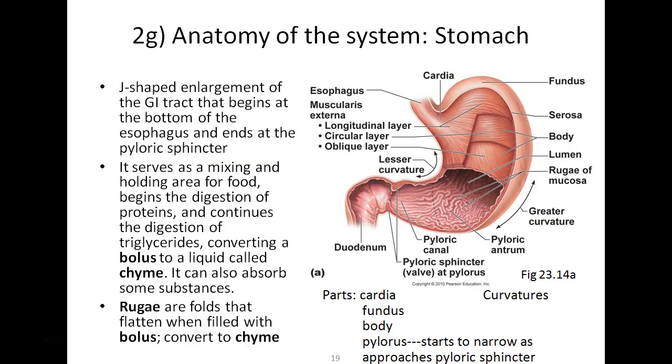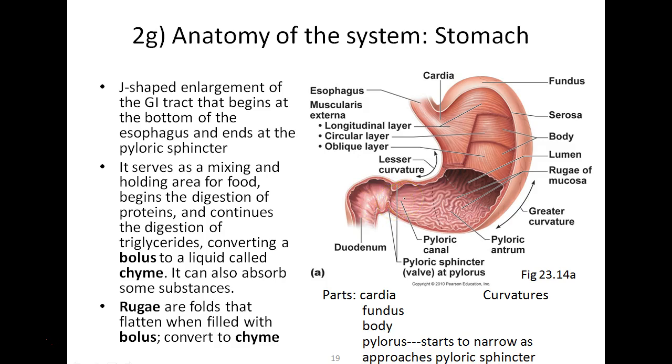So now we arrive at the stomach, and let's look at some general gross anatomy. We see a region called the cardia of the stomach and the fundus. We move into the body of the stomach, which has a greater curvature and a lesser curvature, and we have a pyloric sphincter at the end of it, which approaches the duodenum.